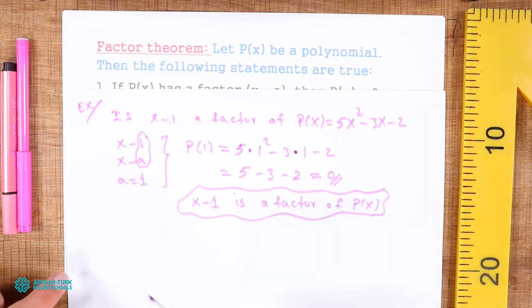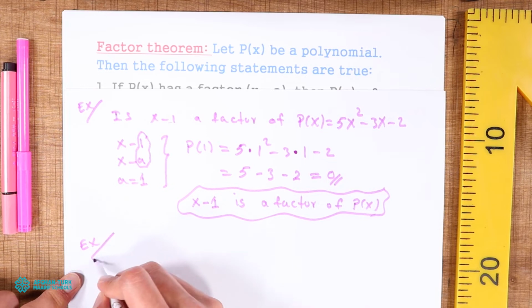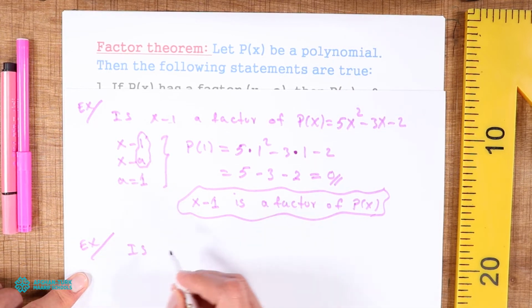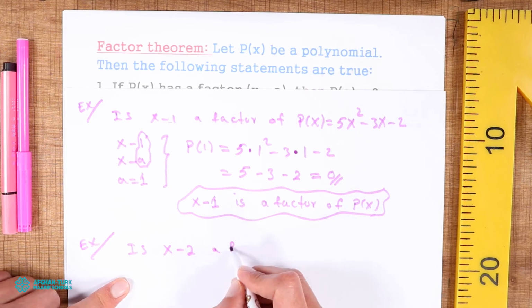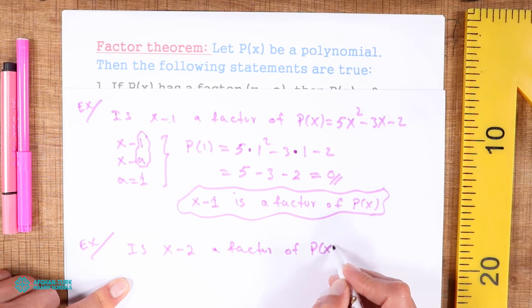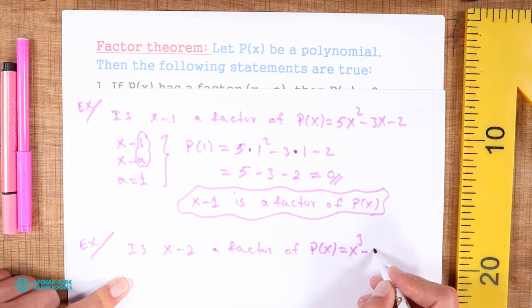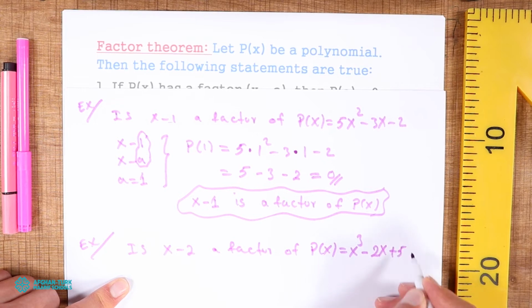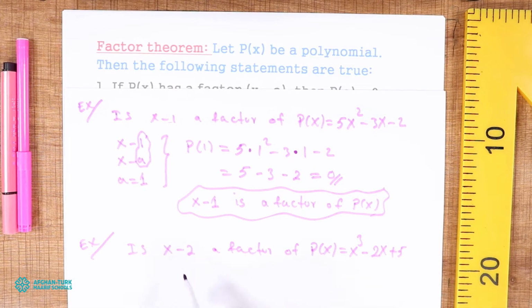Okay, for the next example we will have the same question. For example, x minus 2, is it a factor of p of x equals, for example, x to the power of 3 minus 2x plus 5? Let us see whether x minus 2 is a factor of p of x or not.